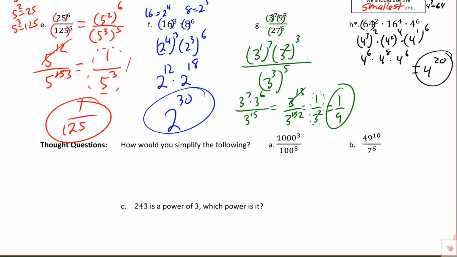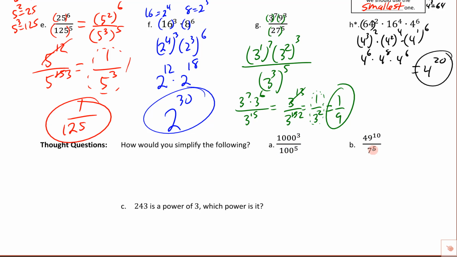This being able to change bases and then apply rules is kind of a deeper thinking skill, so really good to practice this and make sure you put effort into this. I do have a couple of thought questions here. It says, how would you simplify the following? 1000 to the 3rd over 100 to the 5th, and 49 to the 10th over 7 to the 5th.